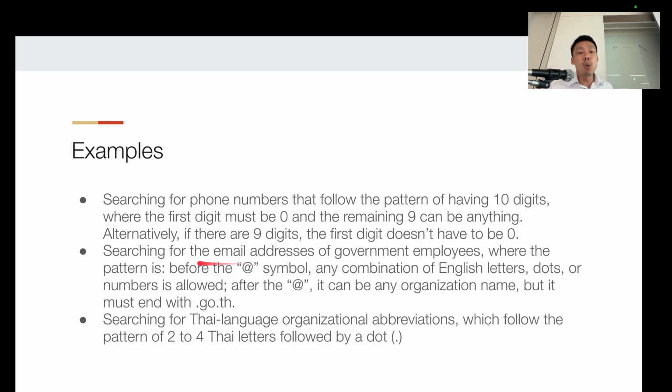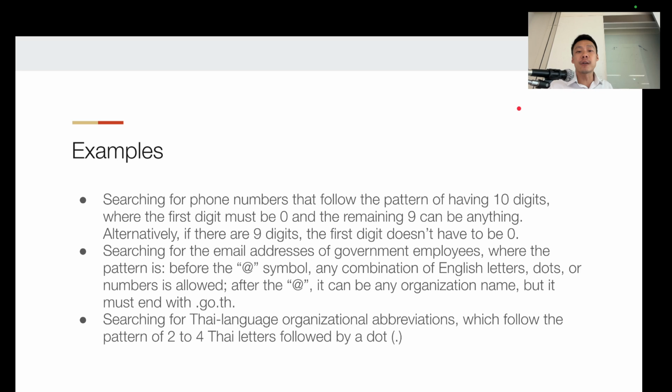So say you want to find email addresses of government employees, which means anything before the @ symbol, any English letters, dots or numbers, but after it has to be anything that ends with .go.th. These are so complicated just to talk about, but there's a language to express that, because doing it in English is terrible. Again, nowadays you can use ChatGPT to write regex for you, but it's good to know from a manual perspective too.